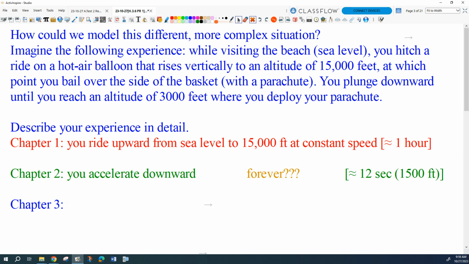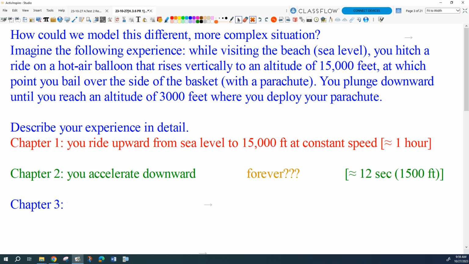Fortunately, though, you hit terminal velocity. It takes about 12 seconds in this case to hit terminal velocity, and at that point you've fallen about 1,500 feet. That's about how far it takes to hit terminal velocity. Then what? What's the next phase?